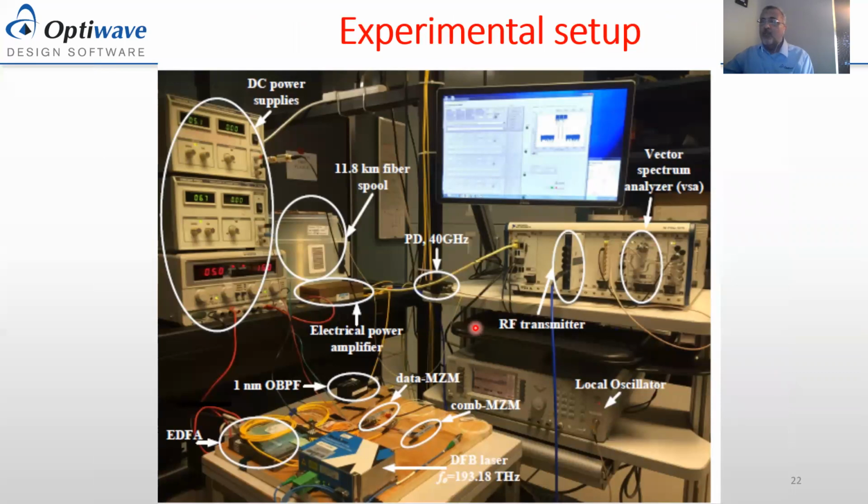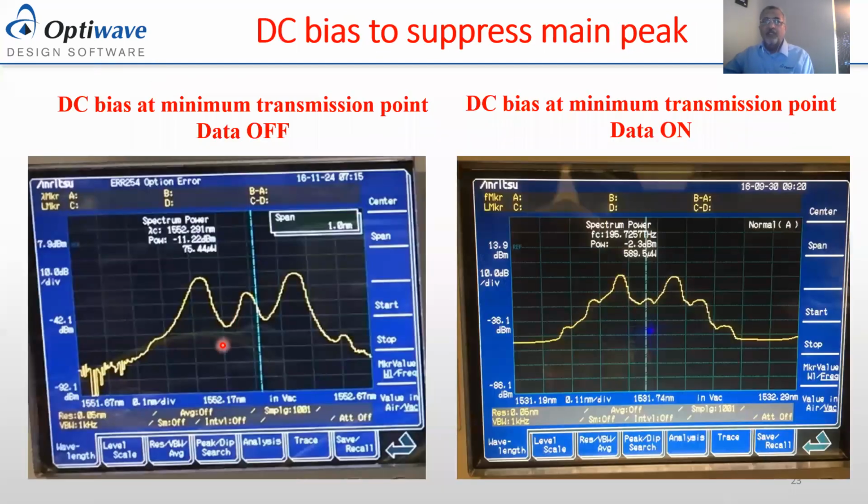This is the picture of the experimental setup showing all the components. And these 2 traces here of the OSA: the first one is showing the optical carrier suppressed and the 2 tones around it, the RF 2 tones, radio over fiber signals. And this is after modulating with the data.